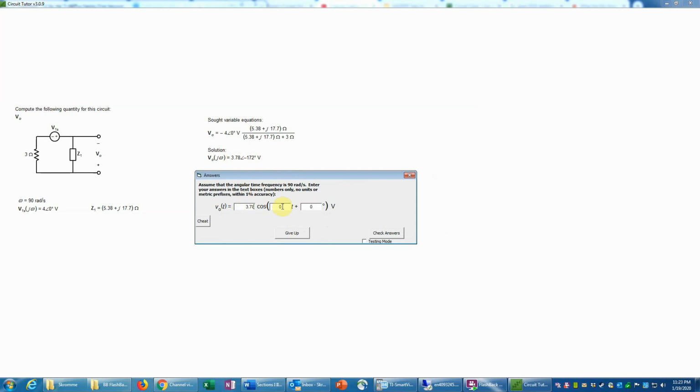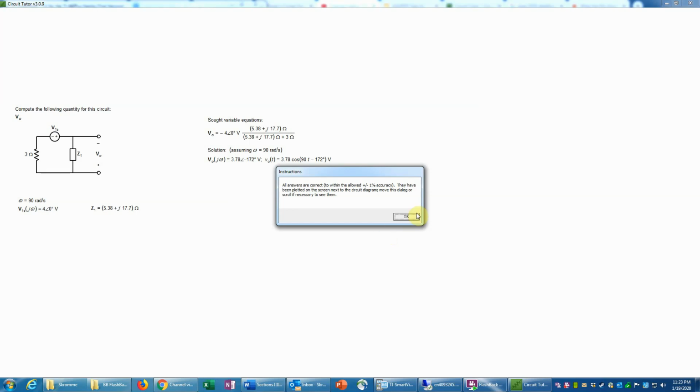And then the quantity that multiplies t is always omega, so that's our angular time frequency, which is 90 radians per second. Now, if that were, for example, 90 kiloradians per second, I would write it out as 90,000 here because it will not accept a metric prefix in this field. So I just write pure numbers. In this case, it's just 90. And then the phase angle is this minus 172 degrees, so I put minus 172. And notice these are always in degrees, not in radians. And that is correct.